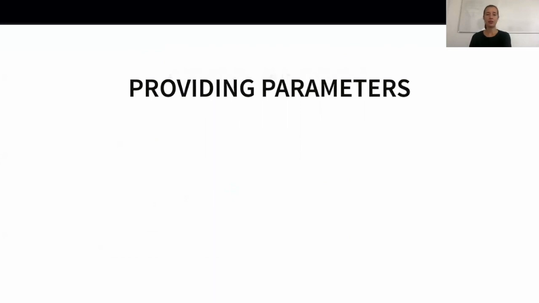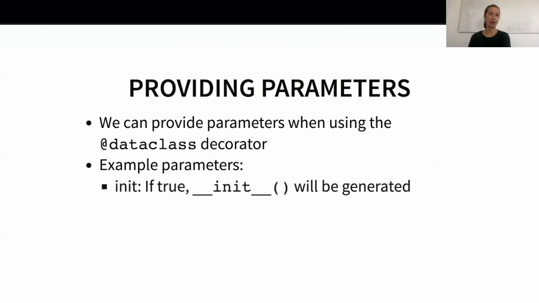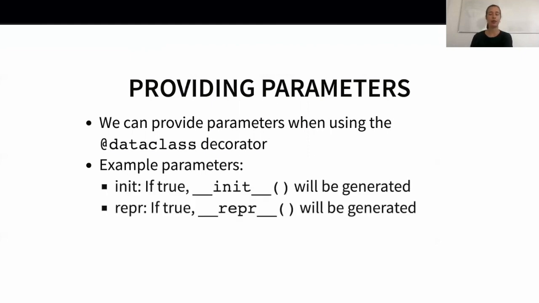So far, we have used the dataclass decorator without any parameters. This corresponds to using the default values of the parameters. We can, however, provide parameters when creating a new data class. There are lots of parameters available, so we will only look at a few of them. For example, there are the init and repr parameters, which are true by default. When setting them to false, no dunder init or dunder repr methods would be created automatically.